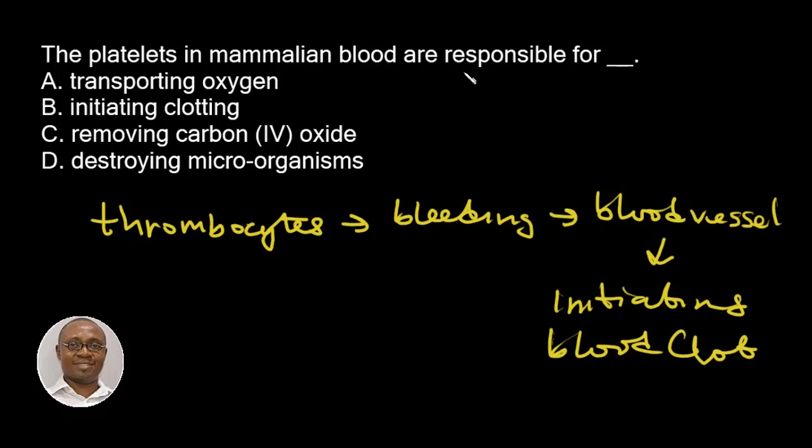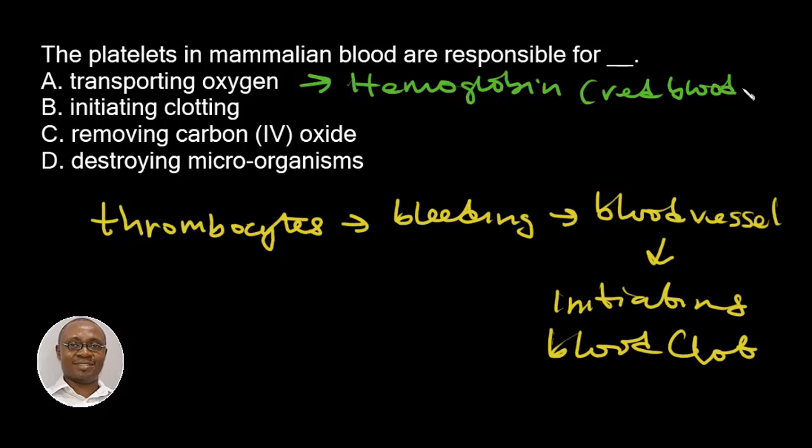Okay, so now let's go to the answer options. The platelets in mammalian blood are responsible for A. Transporting oxygen. Hemoglobin is the part of the red blood cell that is responsible for the transportation of oxygen. So it is not the platelets. So this answer option is incorrect.